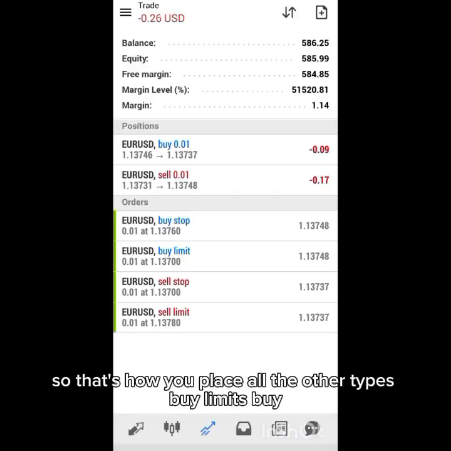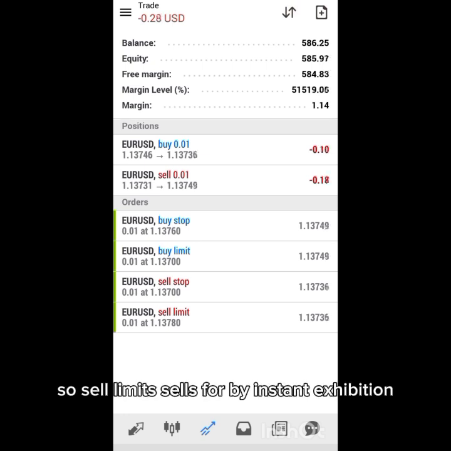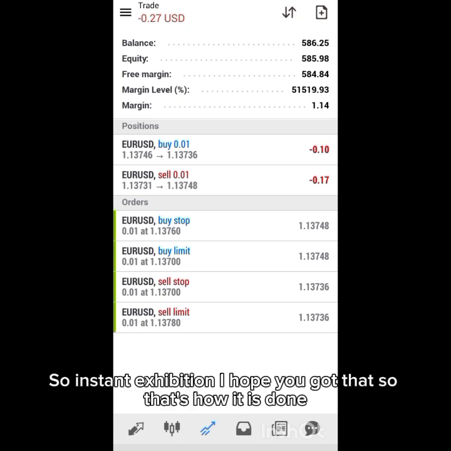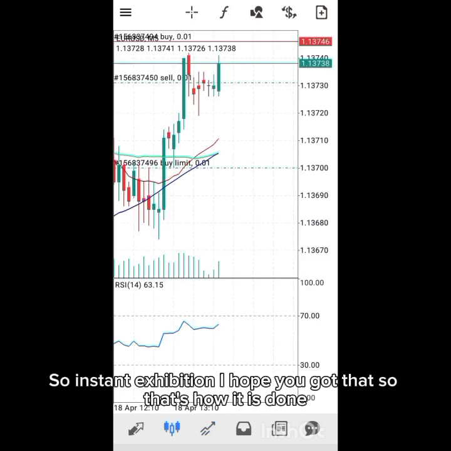So that's how you place all the other types: buy limit, buy stop, sell limit, sell stop, buy instant execution, sell instant execution. I hope you got that. So that's how it is done.